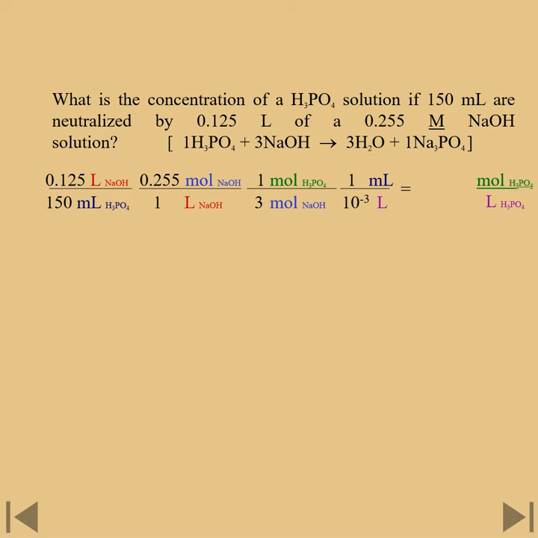I put this on my calculator. I come up with 0.0707 moles per liter. Does our answer seem to make sense? It does seem within the range of reasonability.